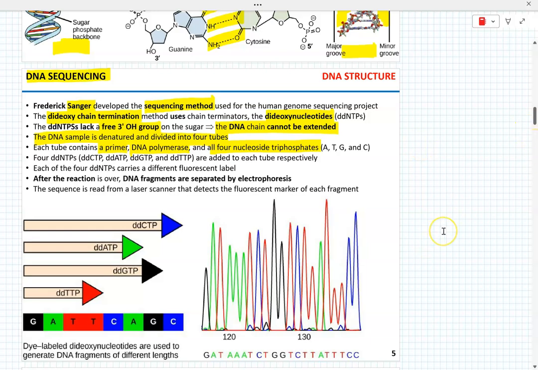Each tube receives one of 4 dideoxynucleotides: CTP, ATP, GTP, or TTP. And each of these 4 dideoxynucleotide triphosphates carries a different label that fluoresces. When the reaction is over, each sample is subjected to electrophoresis, which separates DNA fragments, and then a laser scanner reads the fluorescent labels within the electrophoresis and essentially can see the fragments of different length based on the place of incorporation of the dideoxy chain terminator.